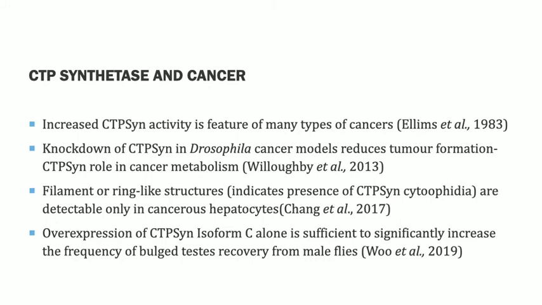As mentioned before, increased CTP synthase activity is a feature of many types of human cancers. When CTP synthase was knocked down in Drosophila cancer models, tumor formation was observed to be reduced. Furthermore, filamentous structures were detectable only in cancerous hepatocytes. In a recent finding, overexpression of CTP synthase isoform C alone was observed to be sufficient to induce testicular bulging in the flies.